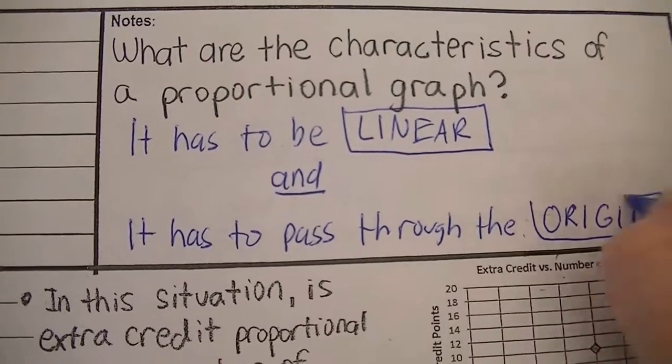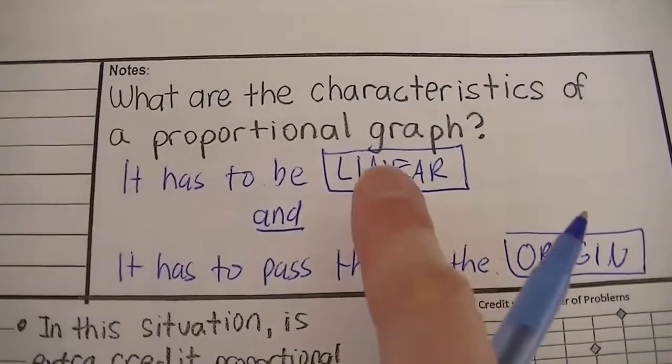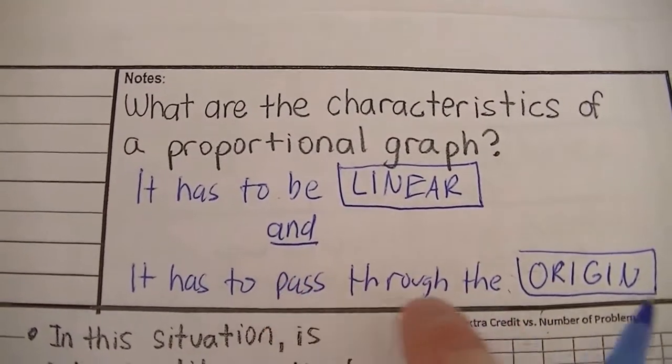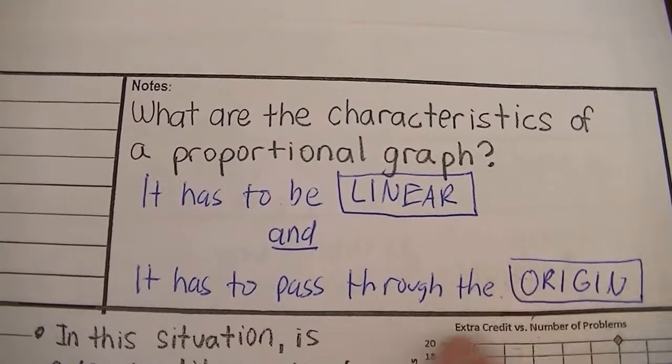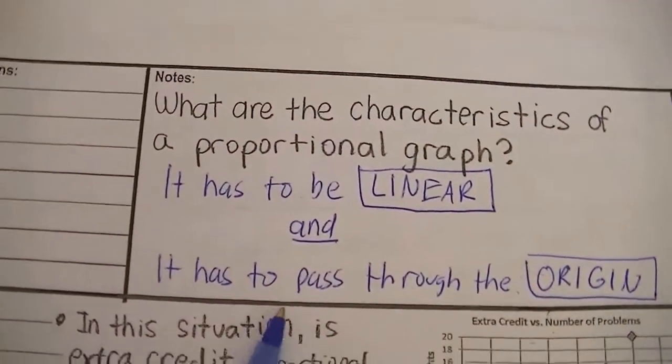Okay, it's got to be linear and pass through the origin for it to be a proportional graph. If it's not linear, then it's not going to be proportional. If it's not going to pass through the origin, it's not going to be proportional. It's got to be both, okay? Both for it to be a proportional graph, all right?